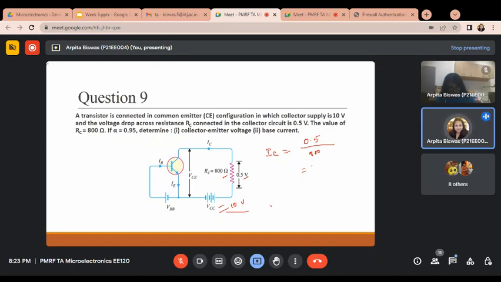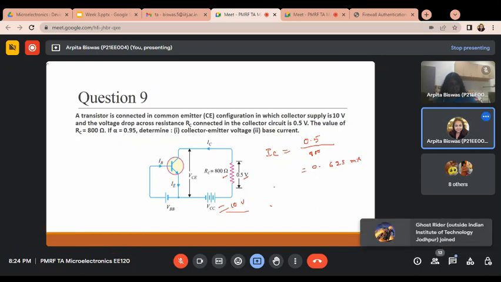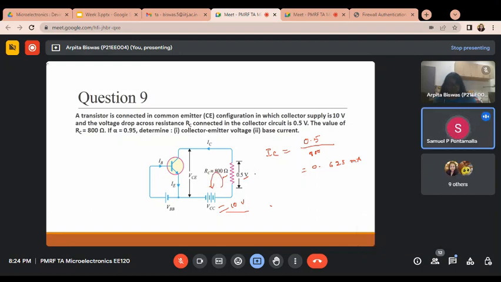What is the value of IC? 0.625 milliamps, right? You just have to take this loop. VCC minus 0.5 minus VCE. What is the value of VCE? Yes, it is 9.5 volt.